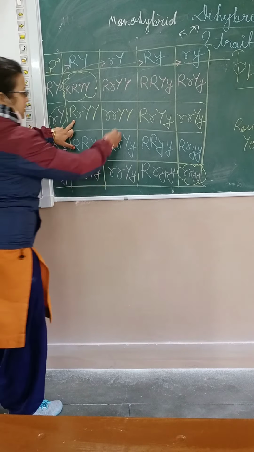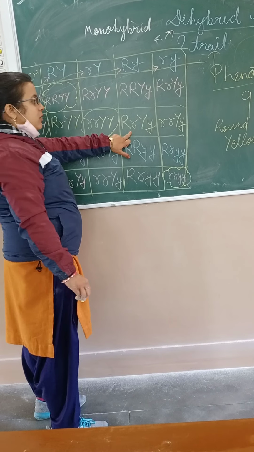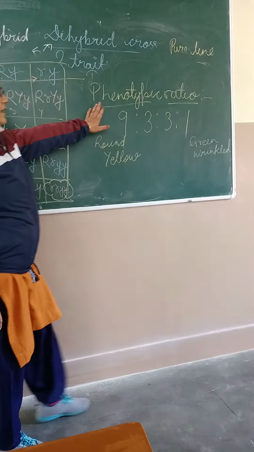This is not. Okay. This is not. I am telling you why. Because small r is for wrinkled. Okay. And this one is also round yellow. 1, 2, 3, 4, 5, 6. That one not. 7, 8 and 9. Okay, 9 are round yellow. Can you identify it by yourself also? It is very easy. Capital R, capital Y means dominant characters. Definitely they will be round yellow. Okay. Now the 9 are identified.